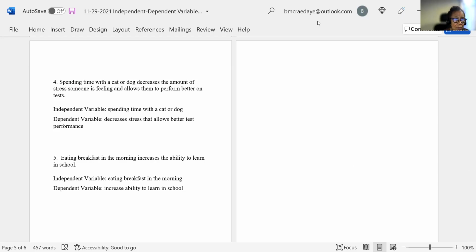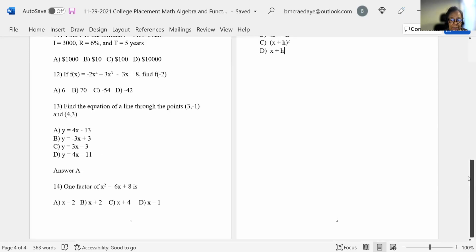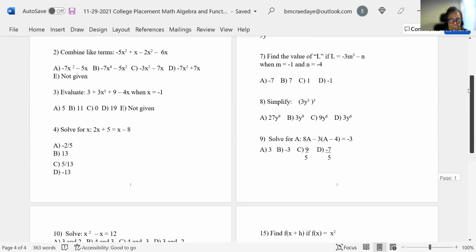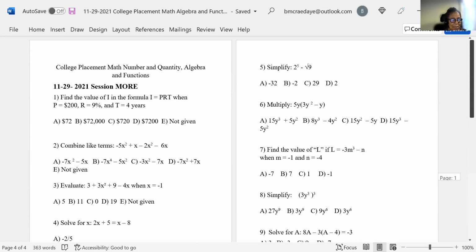All right. So I'll do a new share. This is a new set. This is some selected college placement questions. And they are in various categories, some in algebra, some in functions, some in number and quantity. Now let's look at the first one.